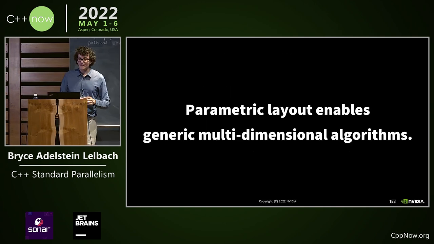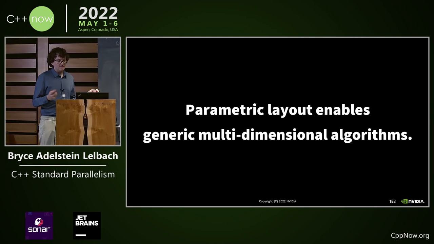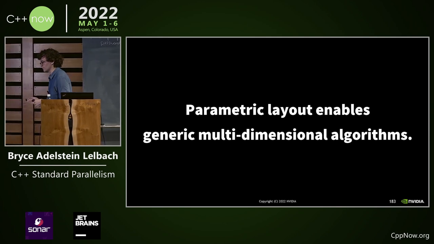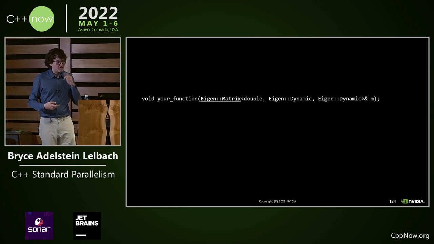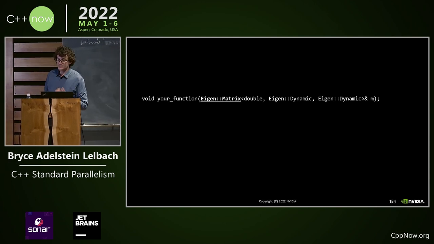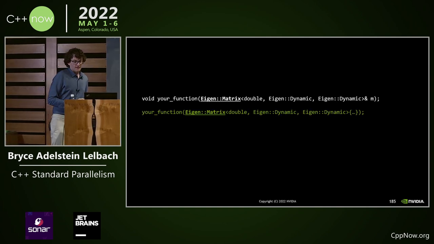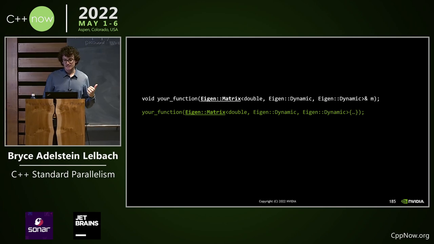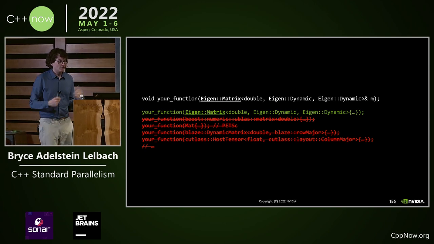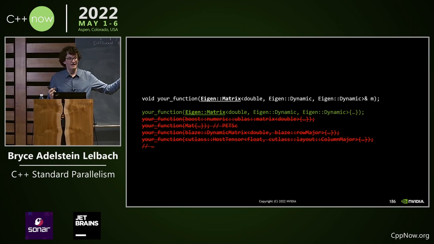So parametric layout is great because it enables generic multidimensional algorithms that can be used with any layout. And this is an essential component of portability because different layouts might be needed on different platforms to deliver on performance. Today, we have a major vocabulary problem with multidimensional types in the C++ ecosystem. Suppose I write a function that uses a concrete owning multidimensional type like Eigen matrix. My users will be able to pass an Eigen matrix to this function, but what if they have a Boost uBLAS matrix, or a PETSc matrix, or a Blaze matrix, or a CUTLASS tensor, or a multidimensional array passed from Fortran? That's not going to be something they're able to convert to an Eigen matrix.